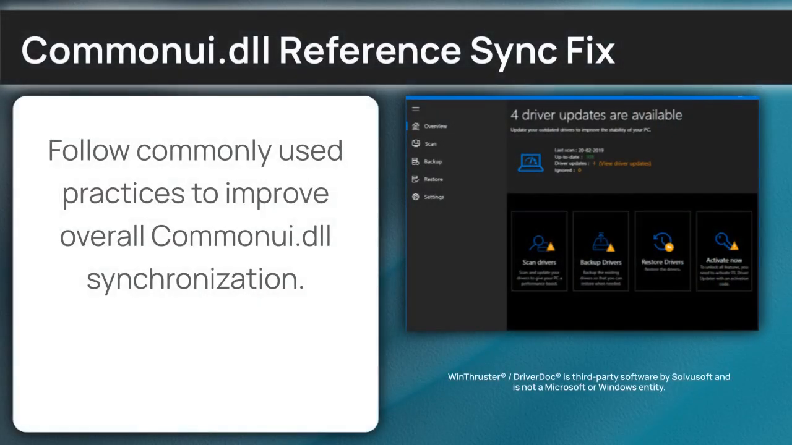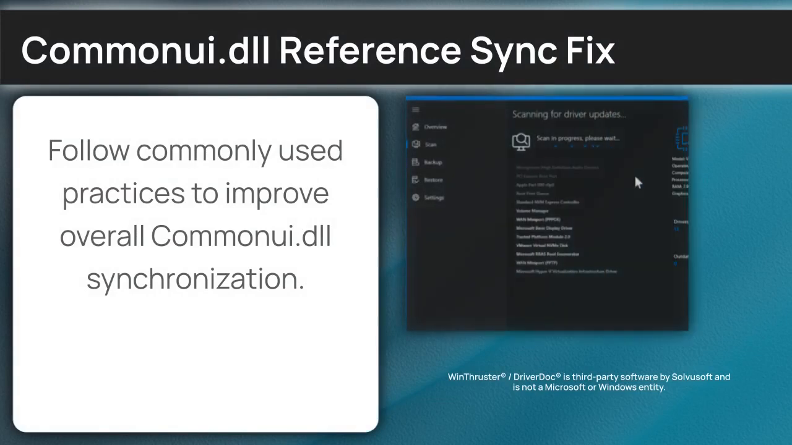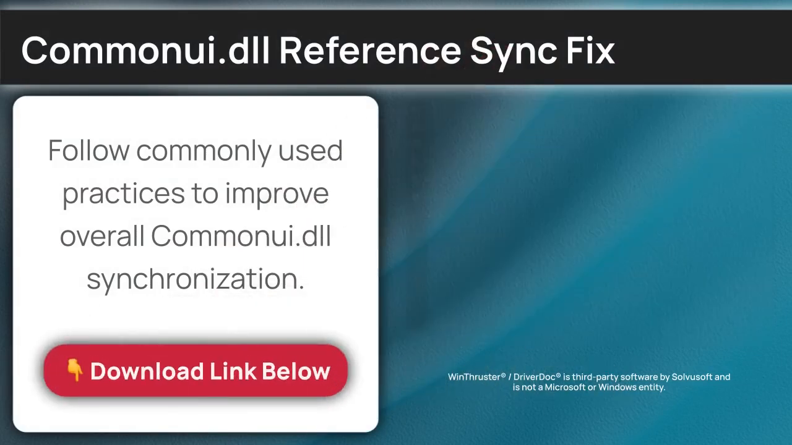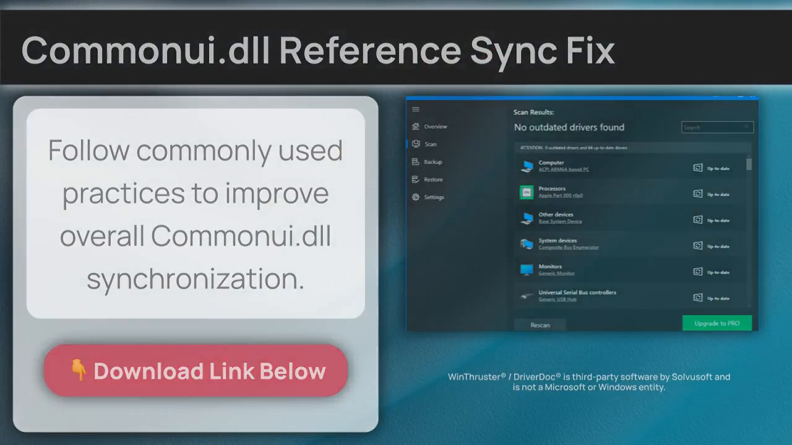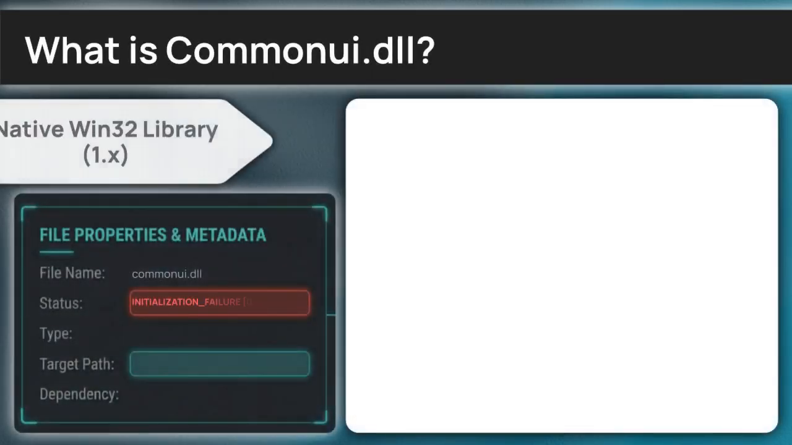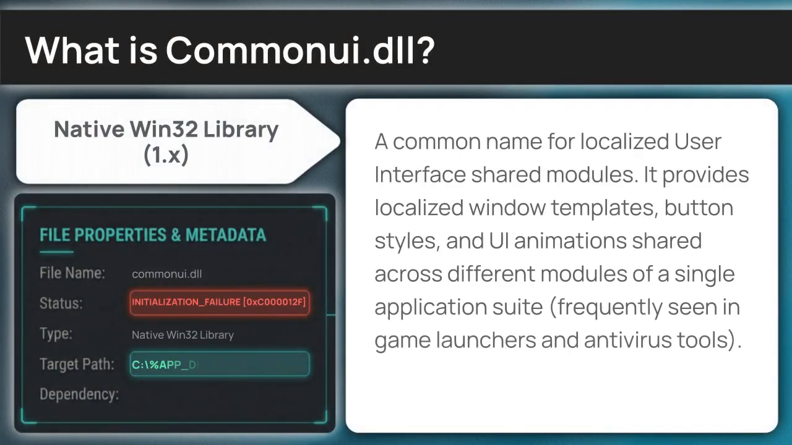To start our troubleshooting for Commonui Library, you can follow my manual steps or use a utility for a clean environment review. This is the Commonui Library, a common name for localized user interface shared modules. It provides localized window templates, button styles, and UI animations shared across different modules of a single application suite, frequently seen in game launchers and antivirus tools.